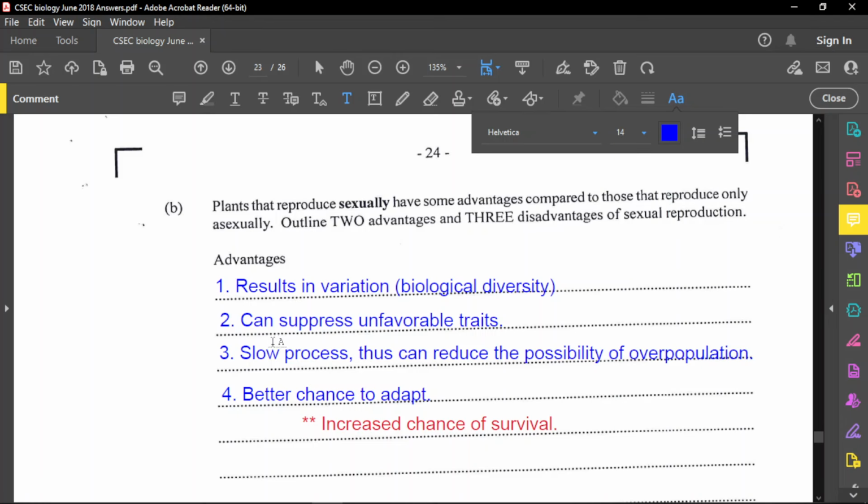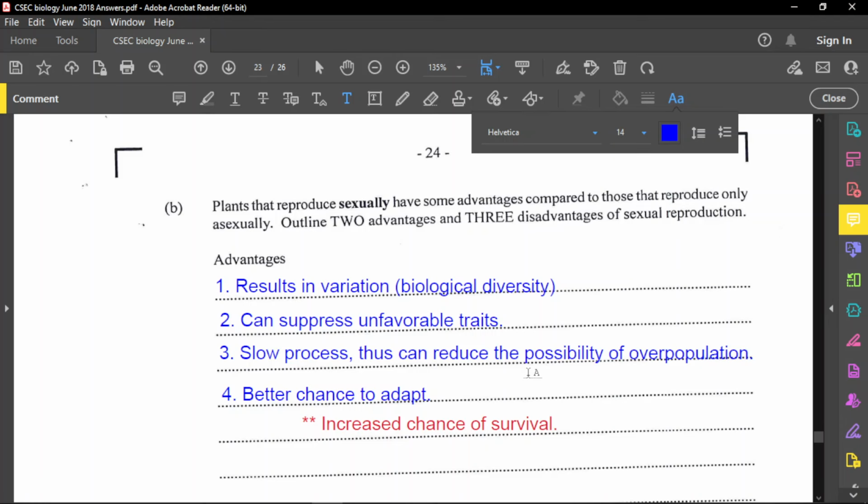A second point here is that sexual reproduction can suppress unfavorable traits. If you have a plant with an unfavorable trait and another plant with a favorable trait, and they come together, if the favorable trait is dominant, then it will suppress the recessive unfavorable trait. A third one here is that it is a slow process, and if it's slow, then it can reduce the possibility of overpopulation.